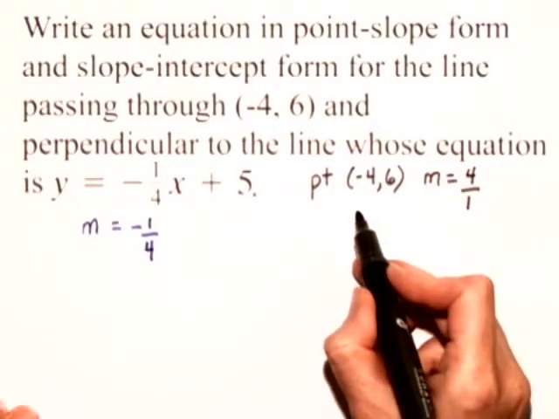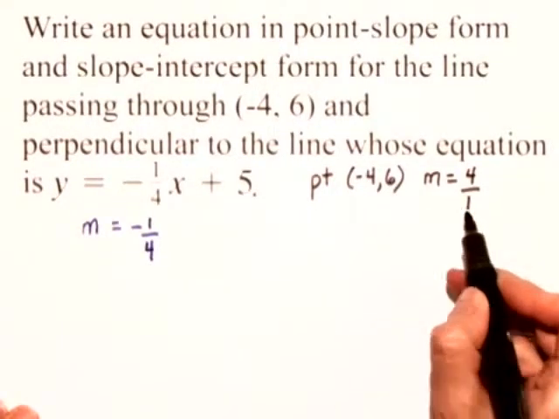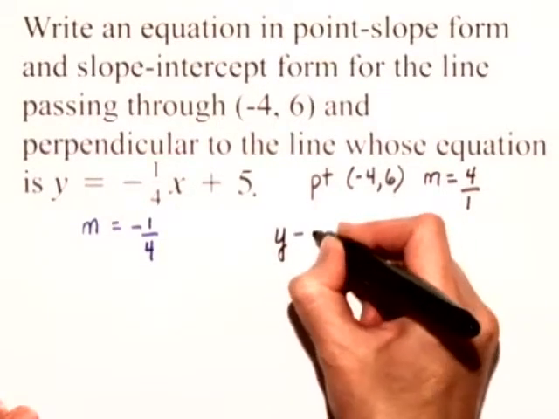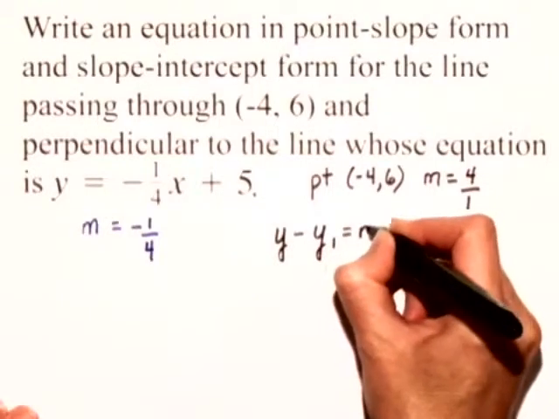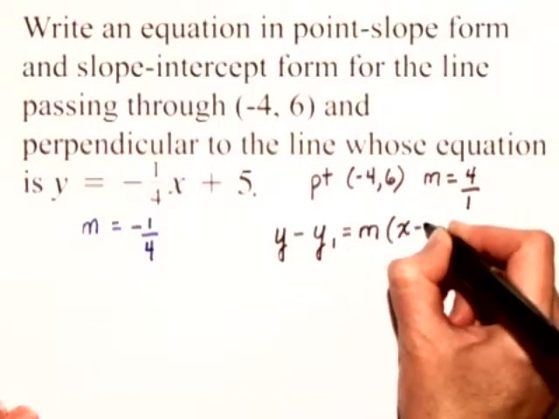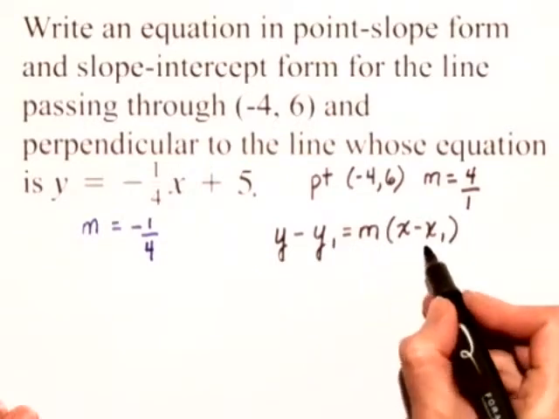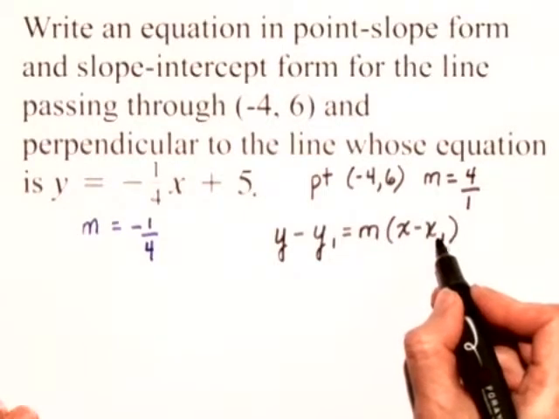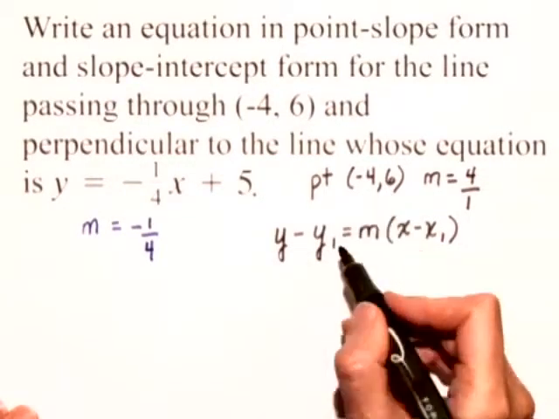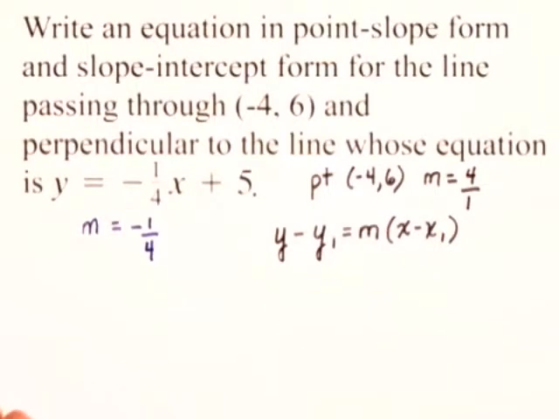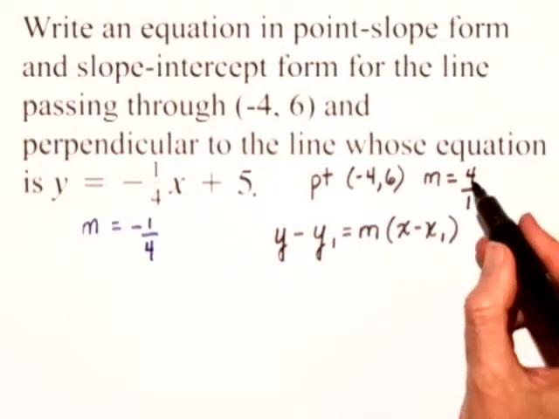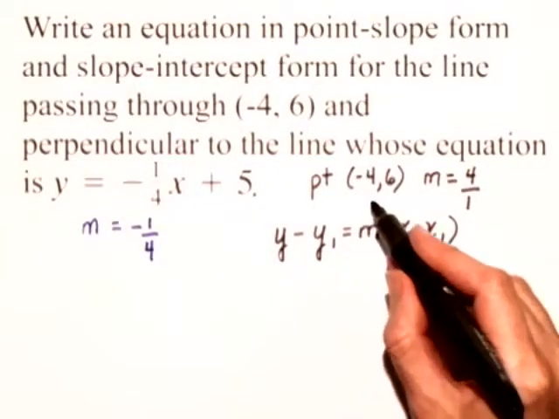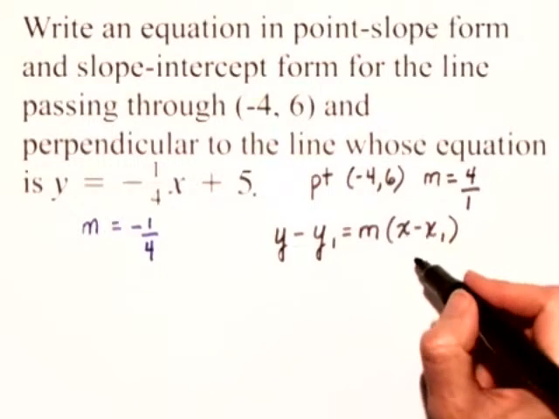So now we can use this point and the slope to come up with the equation of our line. So here we go. y minus y sub 1 is equal to the slope times the quantity x minus x sub 1. This is the point-slope form. Let's substitute our slope in for m, and for the x sub 1, y sub 1, we'll substitute our point in. So we'll substitute the 4 in where we see the m in the equation, and for x sub 1, y sub 1, we'll substitute our point, (-4, 6).